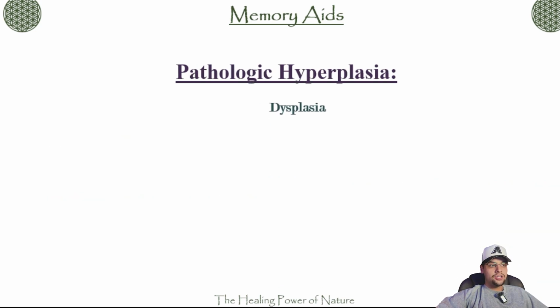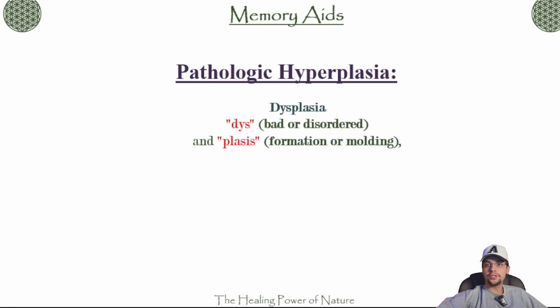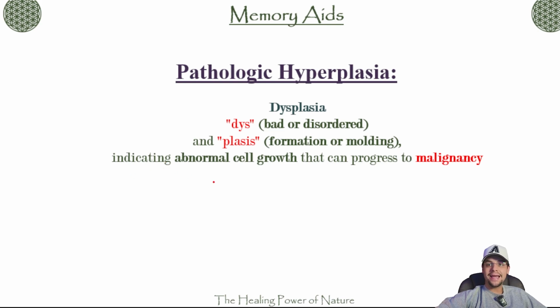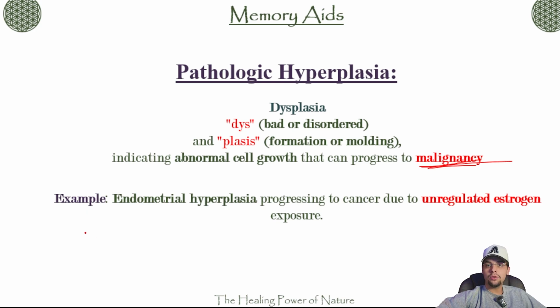So dysplasia also means dys, meaning bad, plasia, meaning formation or molding. It's indicating abnormal cell growth that can progress to malignancy. Malignancy meaning cancer. So these growths are bad and they can end up producing cancer. An example is endometrial hyperplasia progressing to cancer due to unregulated estrogen.